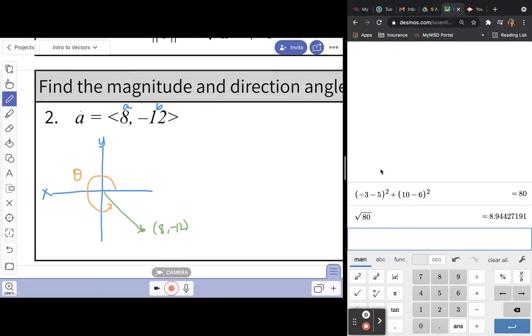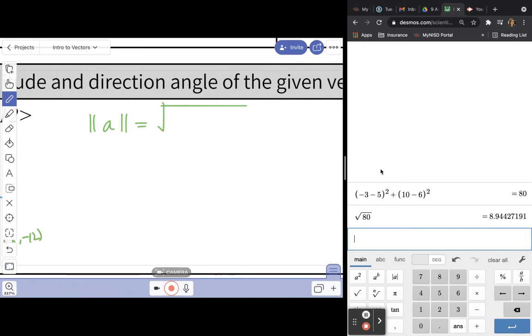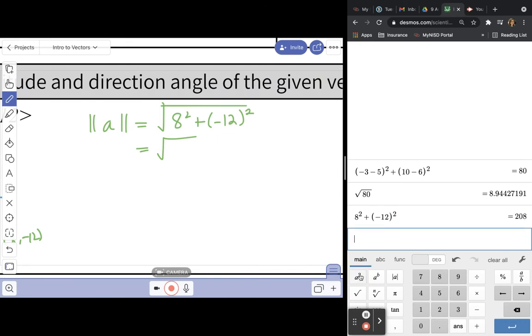So they gave this one a letter, it's letter A. So the magnitude of A, so I need to do double bars, is equal to the square root of 8 squared plus negative 12 squared. Just like before, I'm going to start with only what's inside. 8 squared plus negative 12 squared. So that's 208.